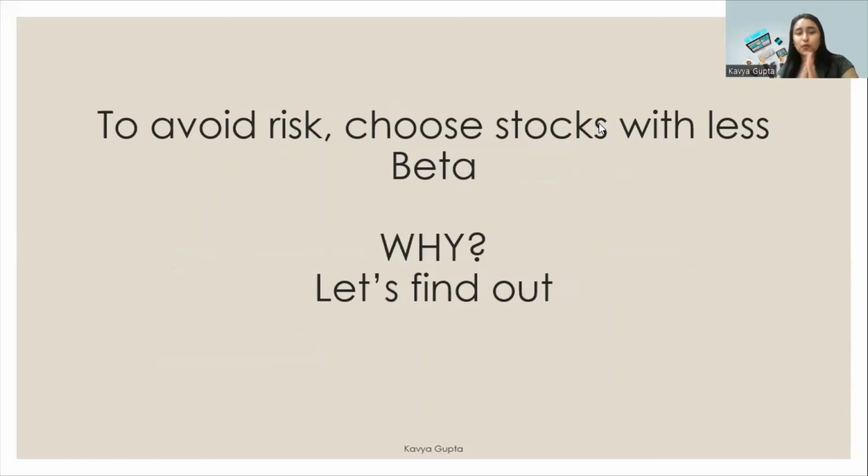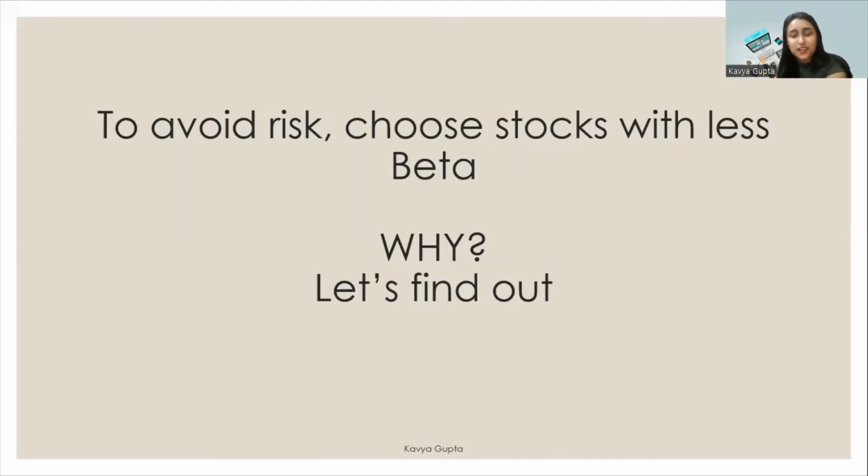Okay, so to avoid risk, we choose stocks with less beta in situations where the market is falling. Why? Now you should be able to answer this at least. So I want you people to interact and tell me if you agree or not agree with this statement. Agree, ma'am. Okay. Agreeing alone won't do. Give me your opinions.